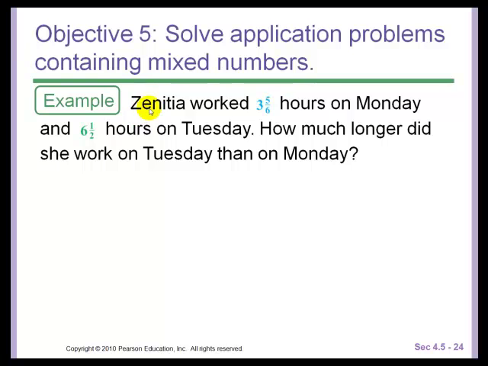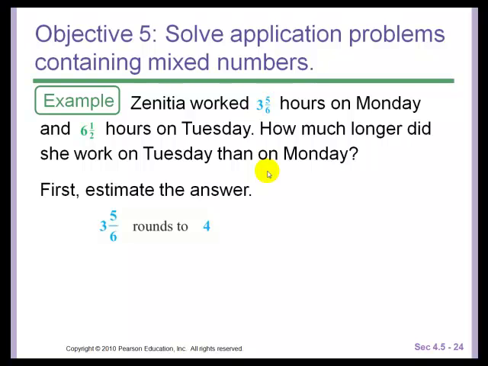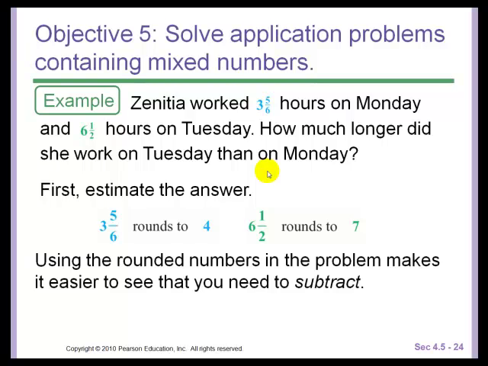And our last example. Zanita worked 3 5/6 hours on Monday and 6 1/2 hours on Tuesday. How much longer did she work on Tuesday than on Monday? Again, let's estimate. 3 5/6 is closer to 4, 6 1/2 is closer to 7. So she worked 4 hours one day, 7 hours the other day, and we want to know how much longer she worked. So that means subtraction. 7 minus 4 is 3. She worked about 3 hours longer on Tuesday.